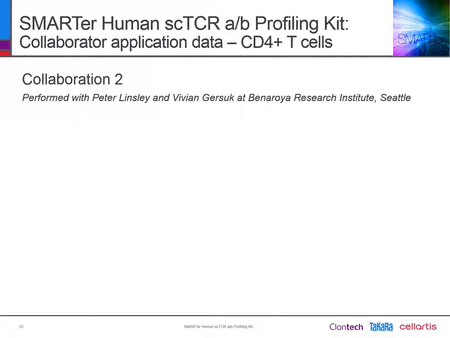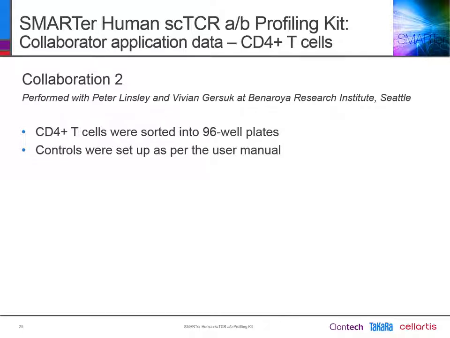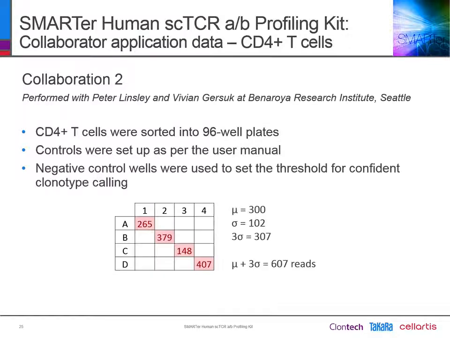So the second collaboration that I worked on was with a group at the Benaroya Research Institute in Seattle. This group were looking at CD4 positive T cells that they'd sorted into 96 well plates. They set up controls as per the user manual, so we have 4 JurCat control RNA wells and 4 negative control RNA wells in the plate.